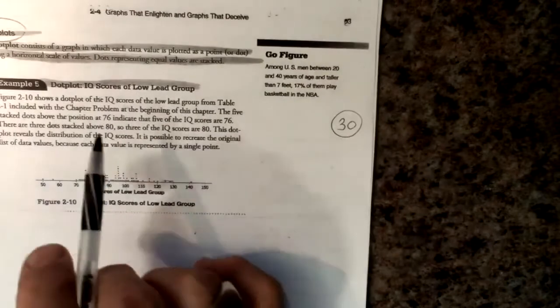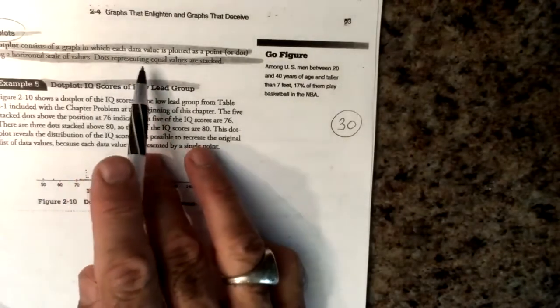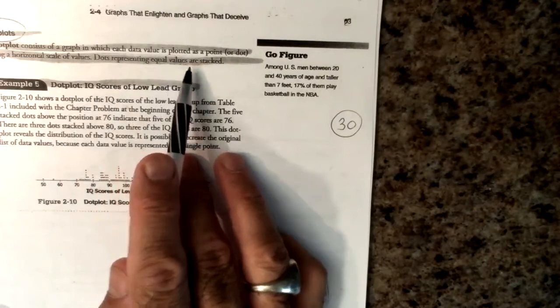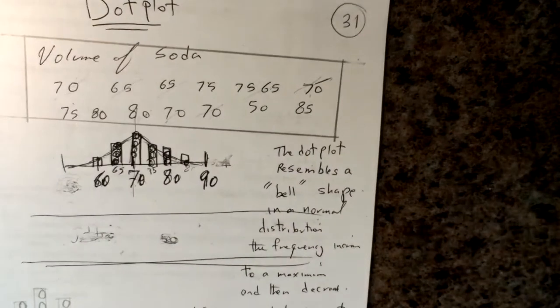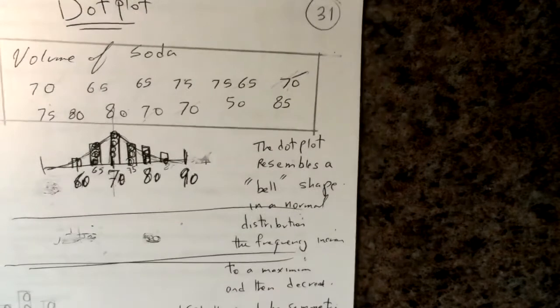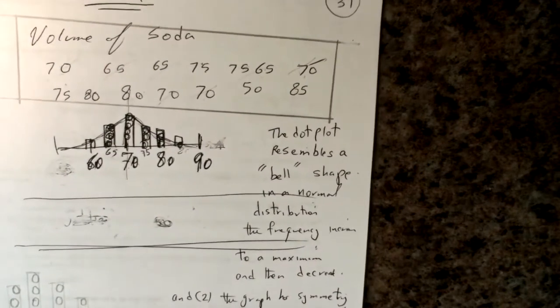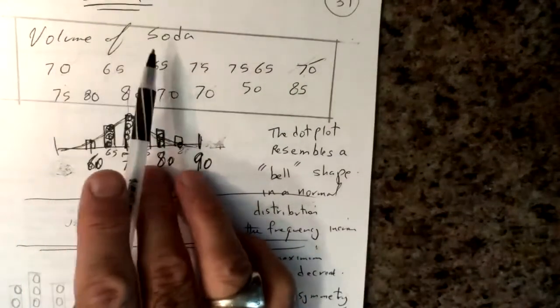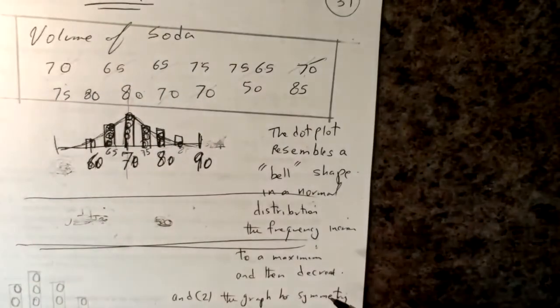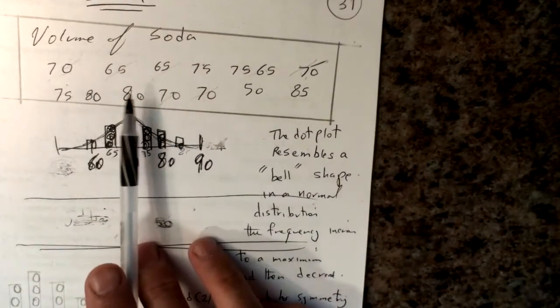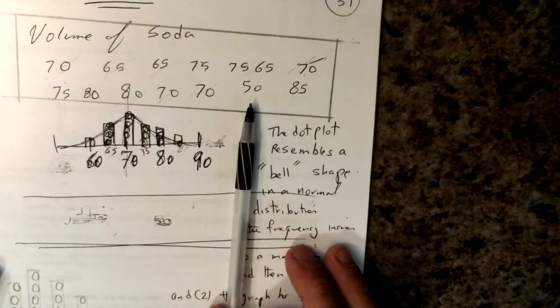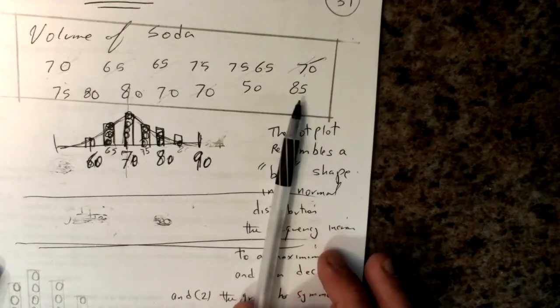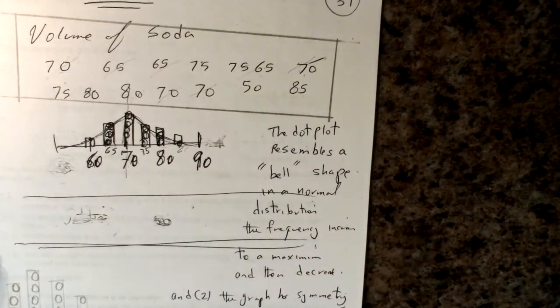A dot plot consists of a graph in which each data value is plotted as a point or dot, like these examples. Okay. Now, I'll start with a small example here. I have collected some data for volume of the soda. These are the numbers. Now, what you do is the lowest number is like 50 and then goes all the way to 85.